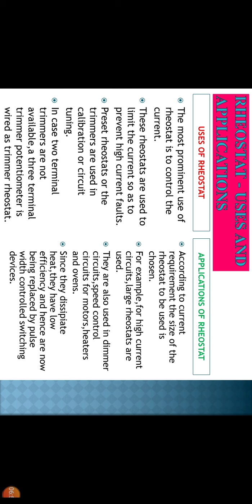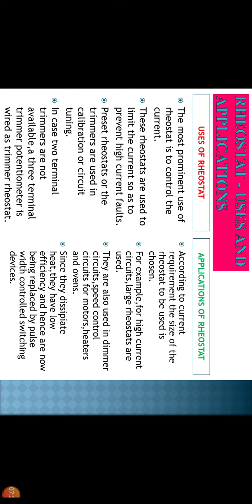So these rheostats are very useful, as we have seen. In case 2 terminal trimmers are not available, a 3 terminal potentiometer is worked as a trimmer rheostat. These are very helpful in the smooth flow of current. They will prevent high current and voltage, as we have seen that many times a current fault or short circuit occurs, it can lead to fire, so it can be very dangerous. So now we will study the applications of rheostat.